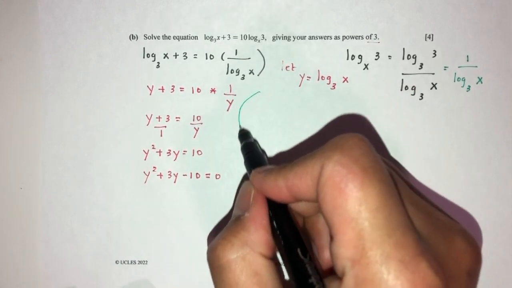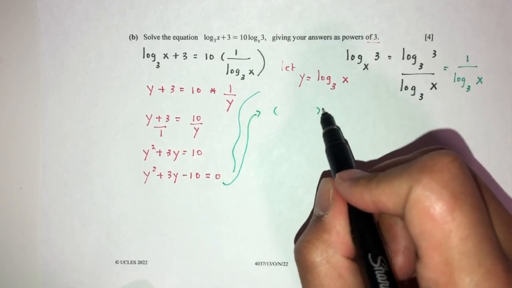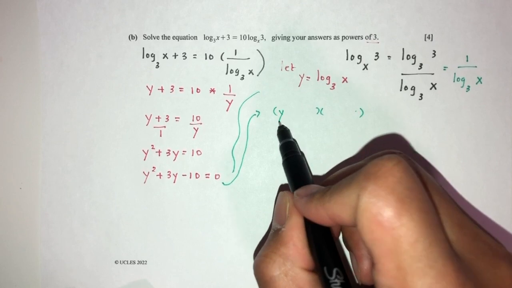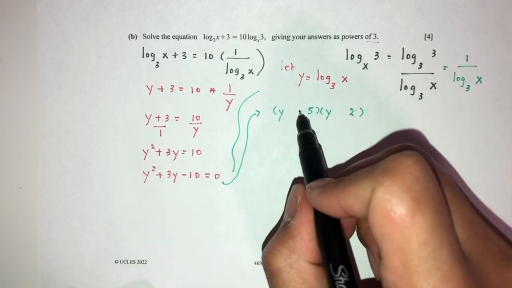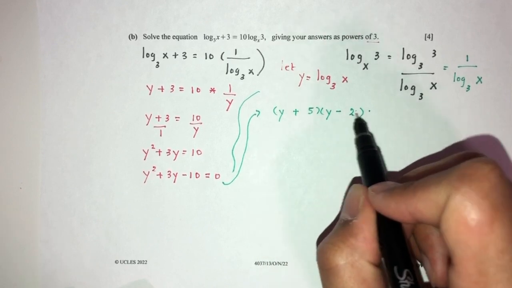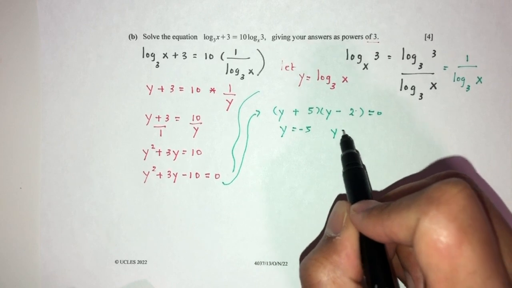Now obviously I can continue on this side, so factorize. That will be y times y. 10 is 5 times 2. To get plus 3, I have to have plus 5 minus 2, sorry. So y will be the value of minus 5, or y will be the value of 2.